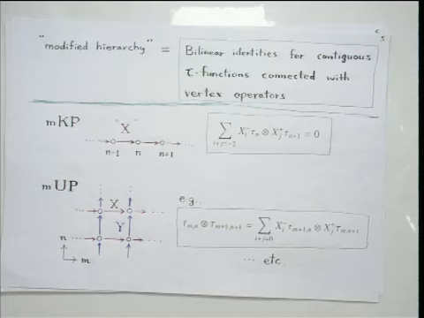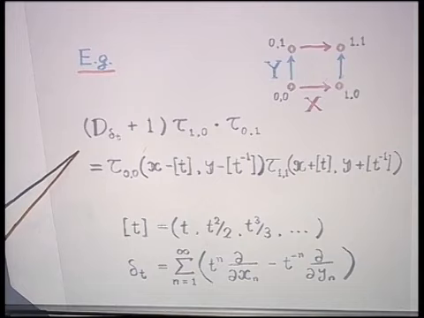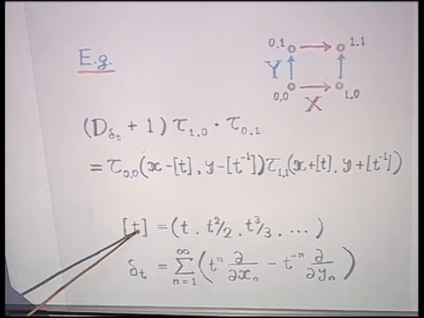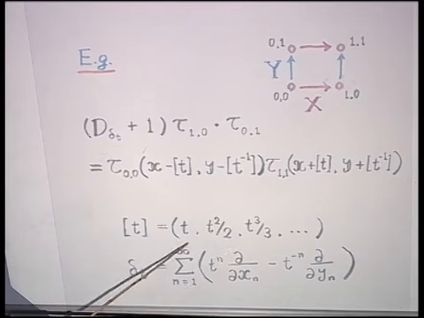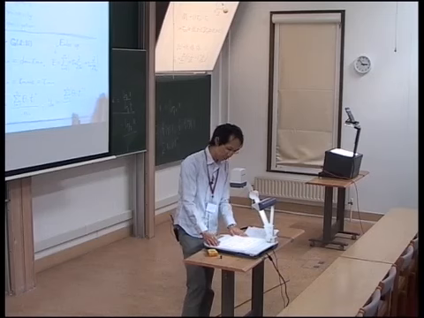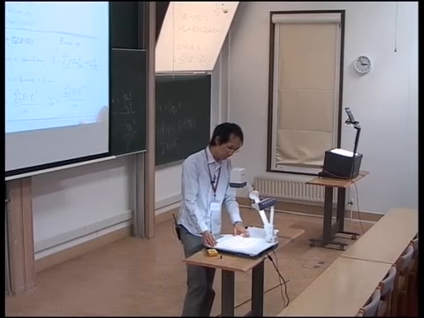So for example, this is a typical equation coming from the modified UC hierarchy. This is a differential difference equation. Here, delta t is a vector field defined by this formula, and the bracket t is just this vector. So anyway, I'd like to enter into the main subject of this talk.